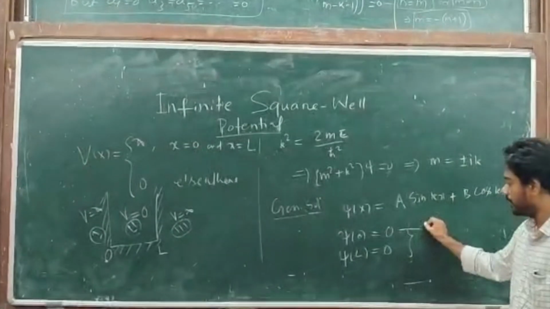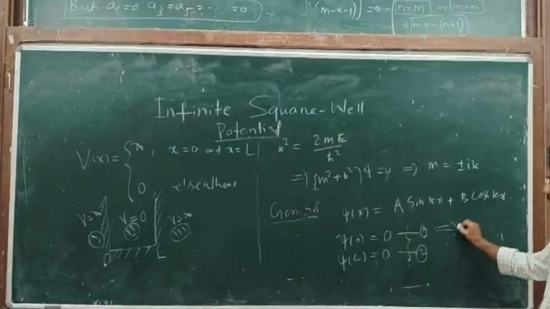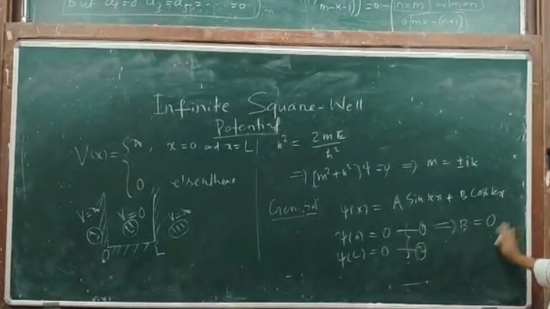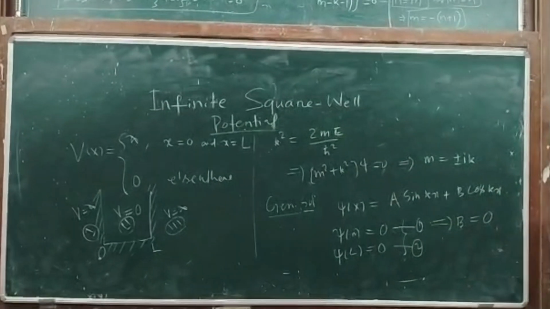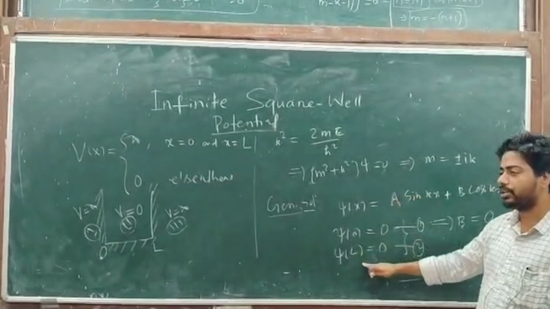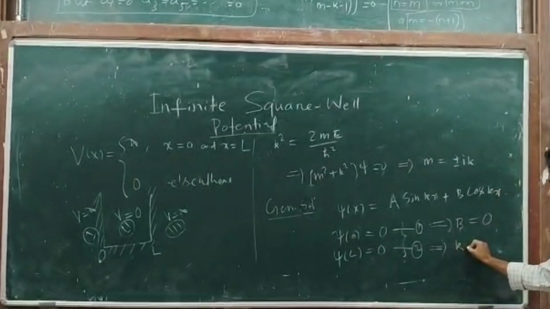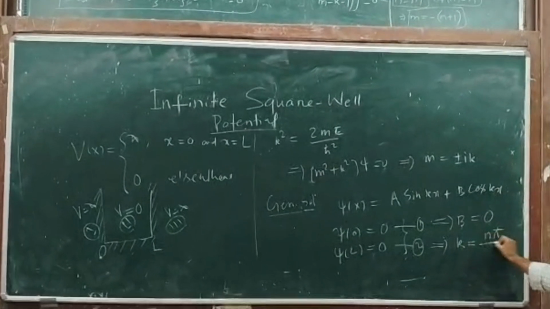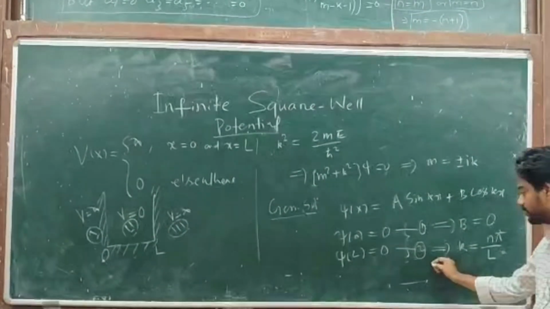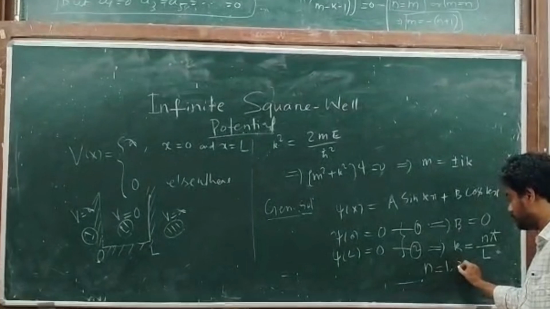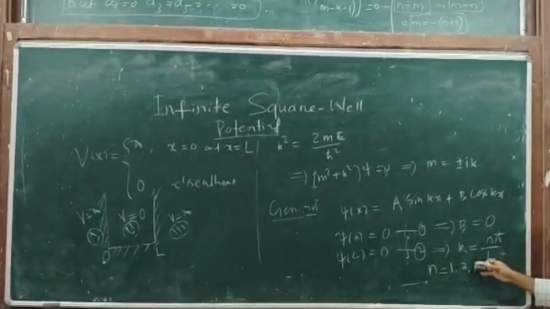Once you solve boundary condition 1, what will you get? You get the value of the constant b equal to 0. If you substitute and solve this equation, you will easily find b equal to 0. Similarly, from the second boundary condition, we will find the condition for k, which is nothing but n pi by L. What is n? n is a positive integer, starting from 1, 2, 3 up to infinity. The main point is that it is a positive integer.